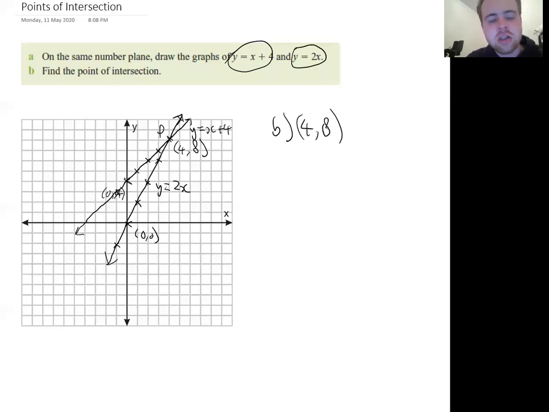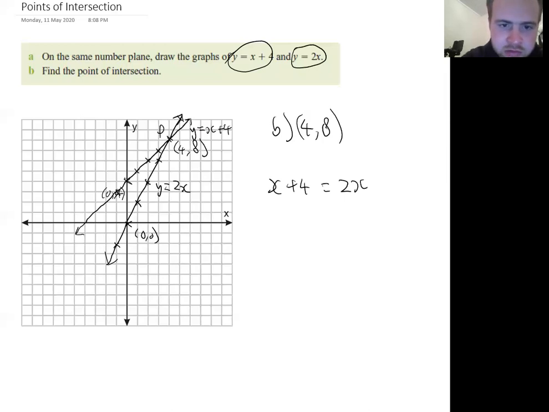Now, just as an interesting side note, we've done a graphical solution, but we're also solving an equation here. If we are saying that that point of intersection is where those equations are equal, what does that look like? We're going to go x plus 4 equals 2x. So we've just taken the right side of each equation and we've made them equal to each other.